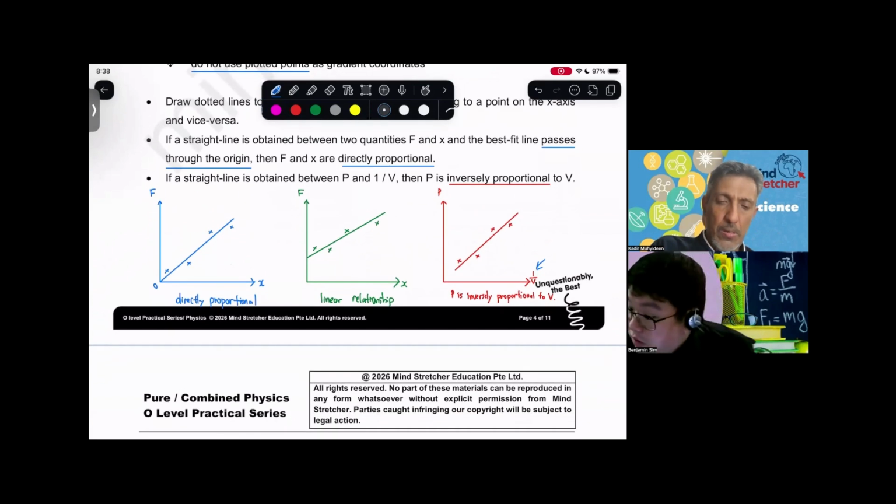So for inversely proportional, it has to pass through the point of origin? Good question. The answer is not necessary.